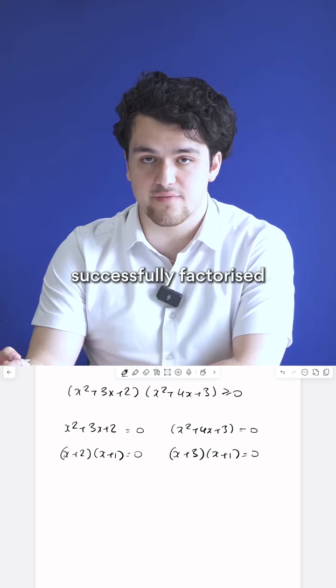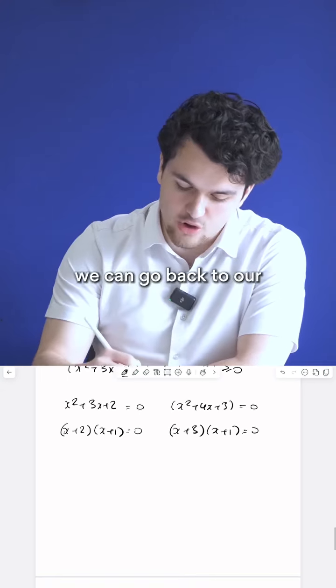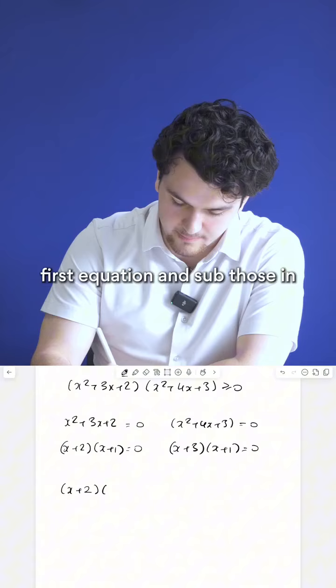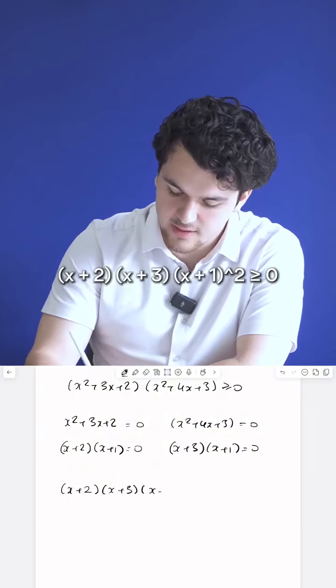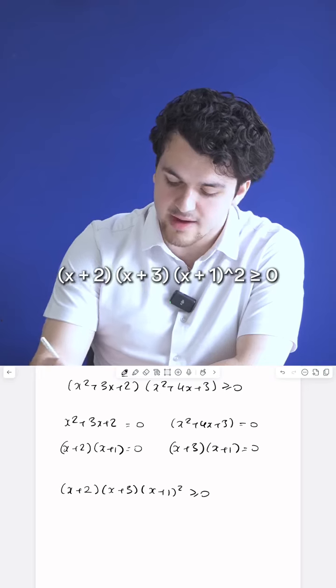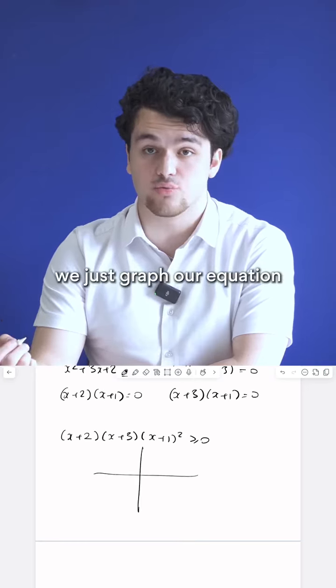Now that we've successfully factorized both of our quadratics, we can go back to our first equation and sub those in. In other words, our inequality will then become x plus 2 times x plus 3 times x plus 1 squared is greater than or equal to 0. From here, we just graph our equation.